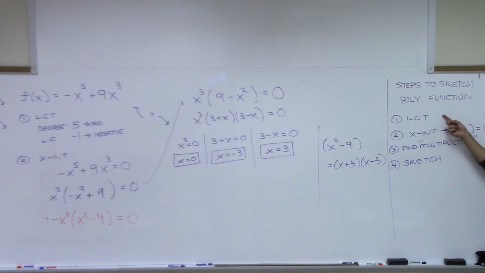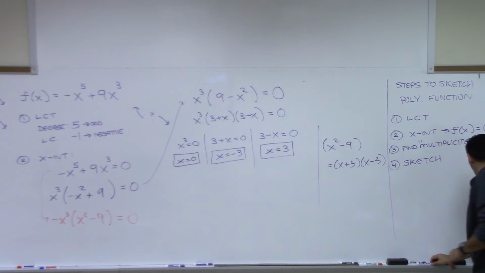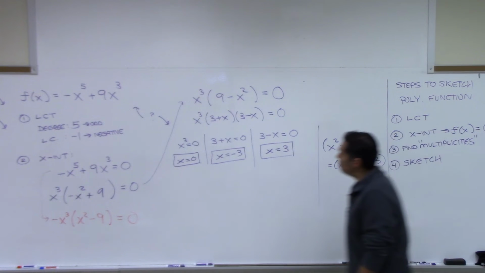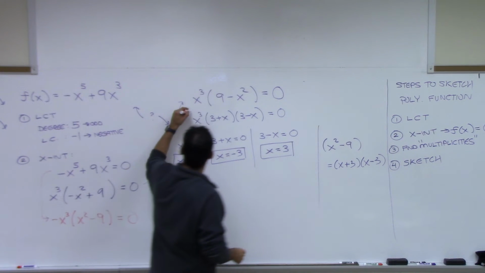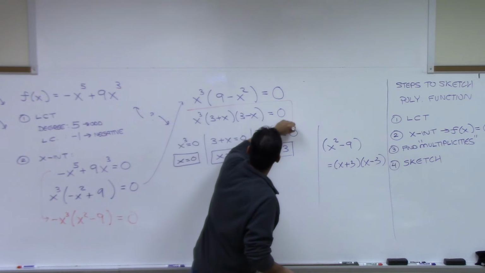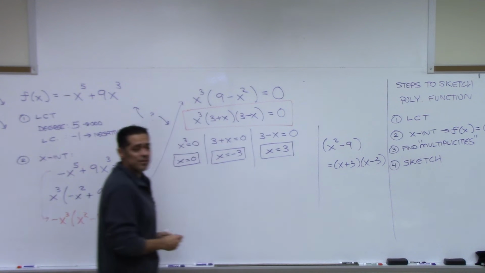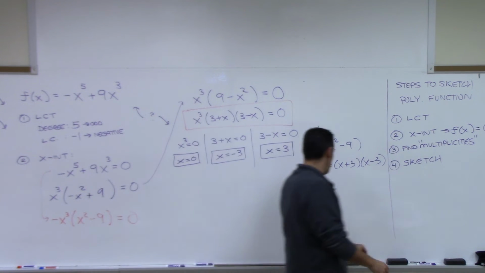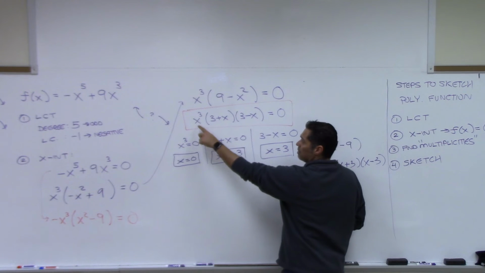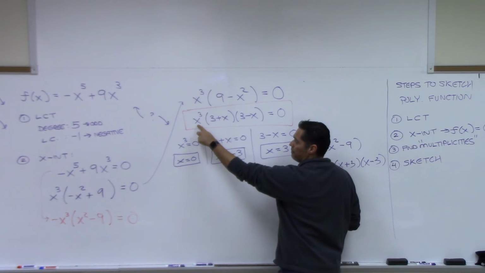We've done the leading coefficient test. We've found the x-intercepts. I need to figure out the multiplicities. So when I go to do the multiplicities, I'm going to go back and look at the factored form right before I set everything to 0, right here. And let's identify the powers on each factor. So what's the power on the first factor x here? What's the power on this factor?